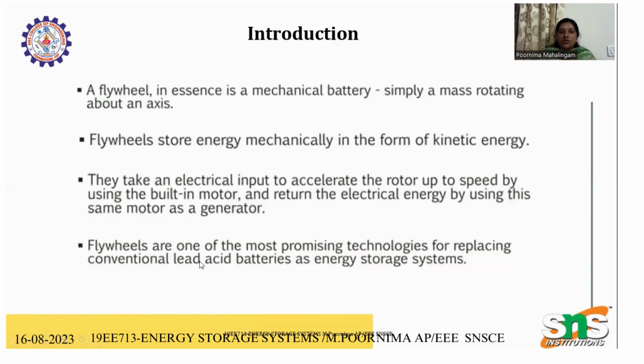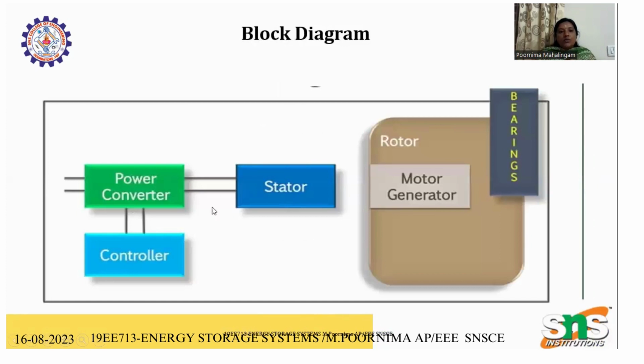Flywheels are one of the most promising technologies for replacing conventional lead acid batteries as an energy storage system. Now, this is a block diagram. Here we have the motor generator setup. This is the bearing, this is the flywheel, the stator, and the power converter and control. The power converter converts AC to DC or DC to AC, whatever may be needed. This is a general block diagram of a flywheel energy storage system.